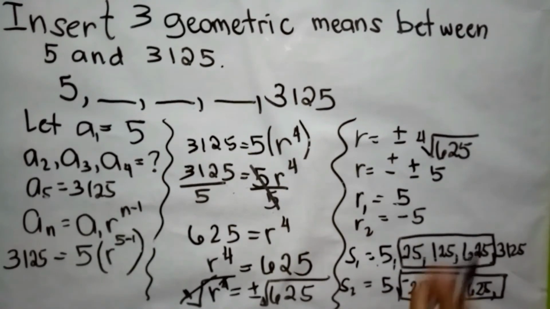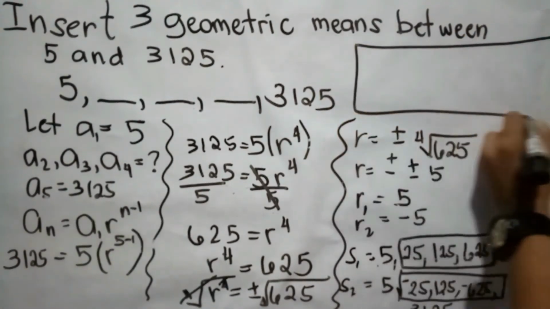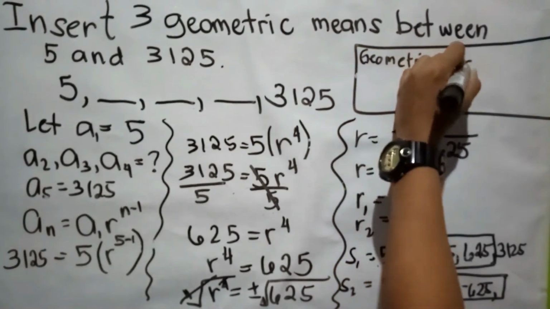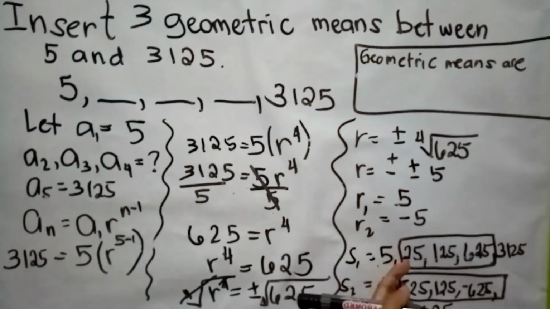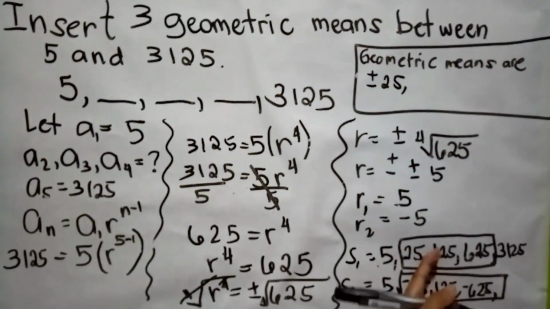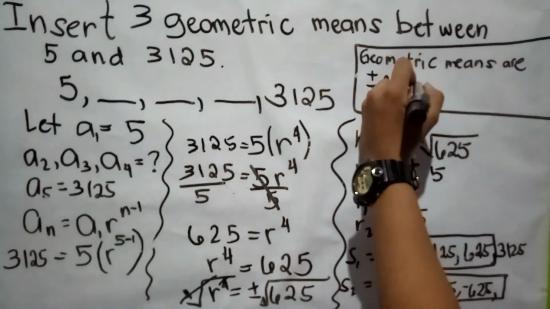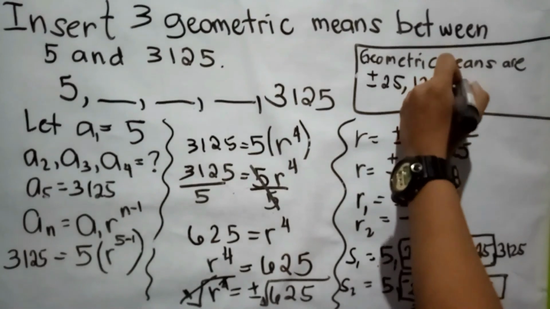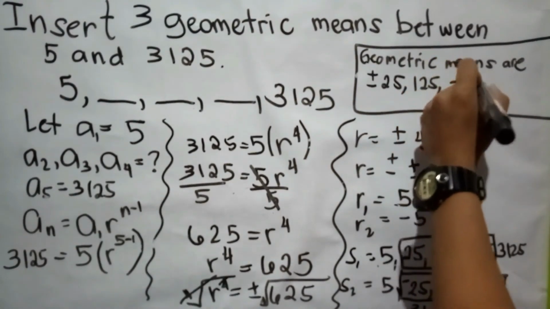So let's write here. The geometric means are positive and negative 25, then positive 125, then positive and negative 625.